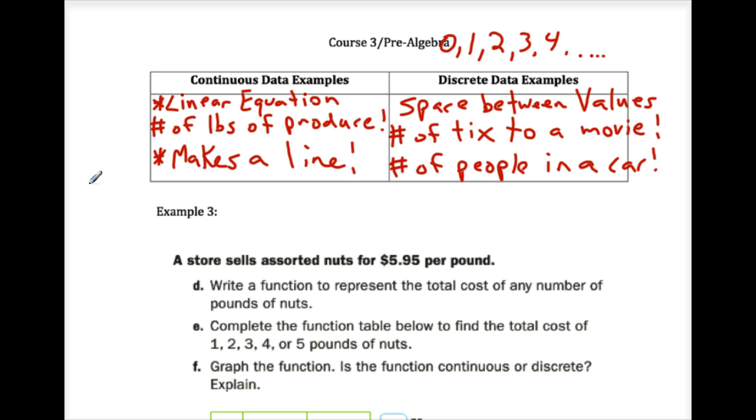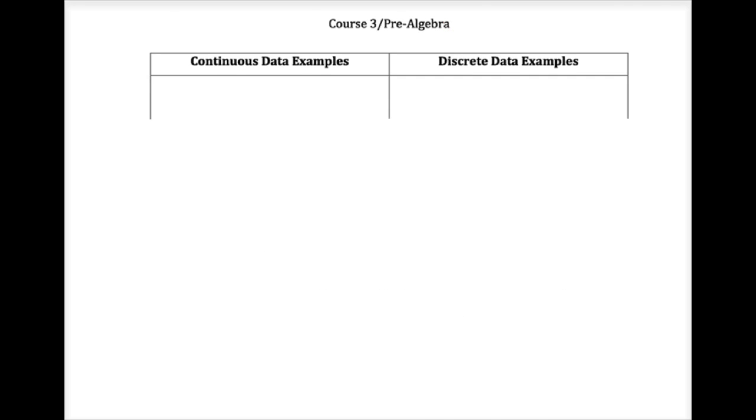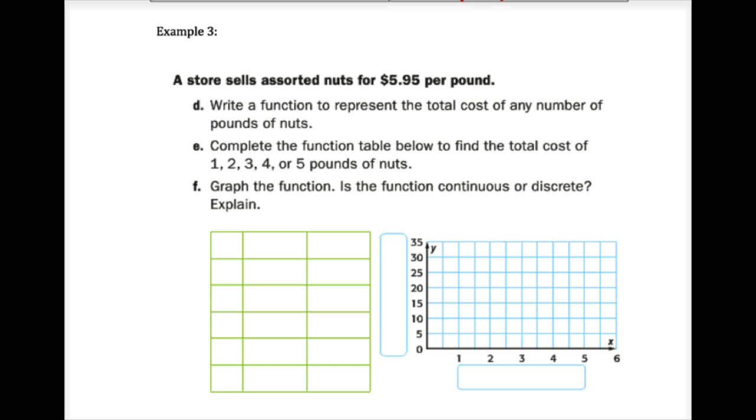So, guys, you would not connect the line if we did number of people in a car, because you can't have negative amounts. You can't have half or a third or a fourth. It just doesn't work. All right.